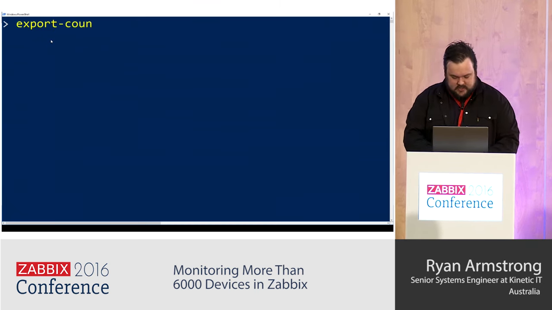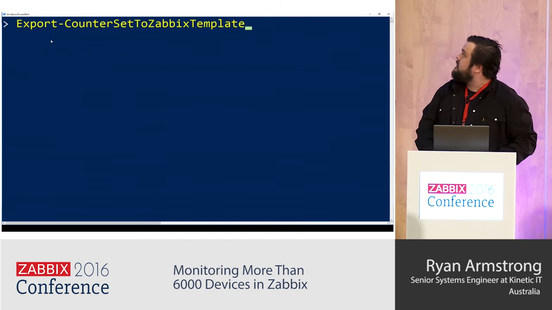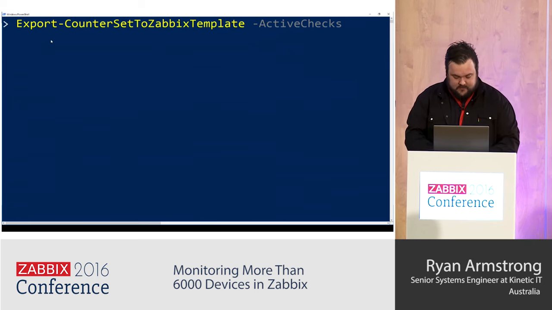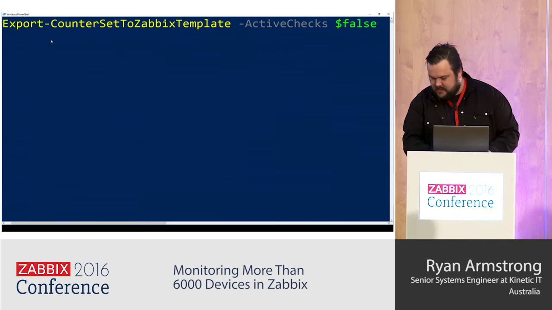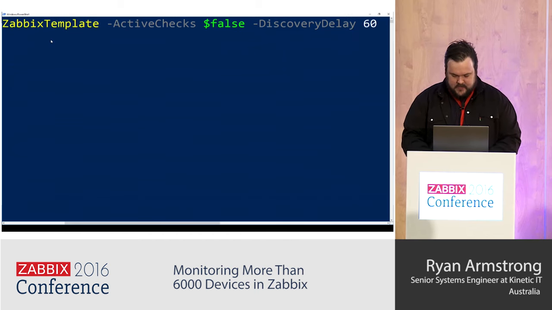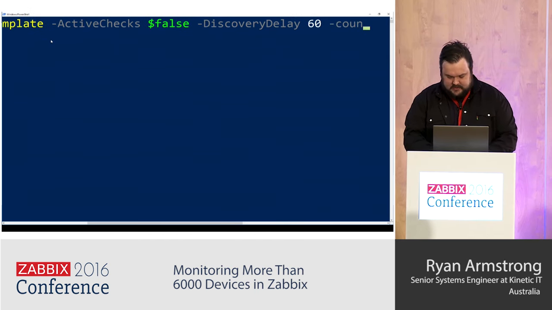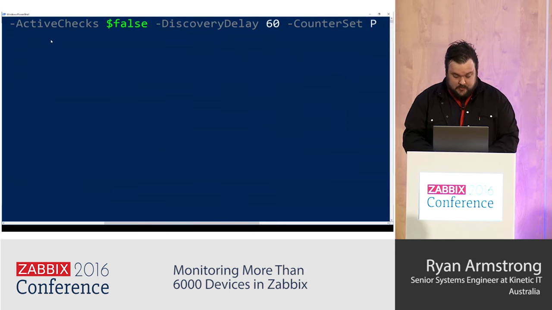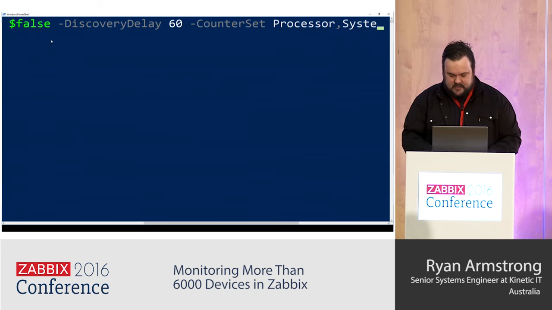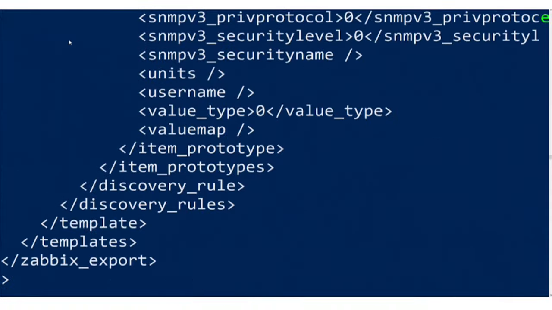Let's go, export counter set to Zabbix template. Cool. And I'm going to ask it to not use active checks so that we don't have to wait for the agent to refresh its config. I'm also going to set the discovery delay again to be 60 seconds. And I'm going to ask it to give me a couple of counter sets. I'm going to ask it for the processor counter set, which is going to get me idle time, processor time, etc. And I'm going to ask for the system counter set, which includes context switching, thread counts, processor counts, queue lengths, etc. And that's going to spit out a great big XML document.